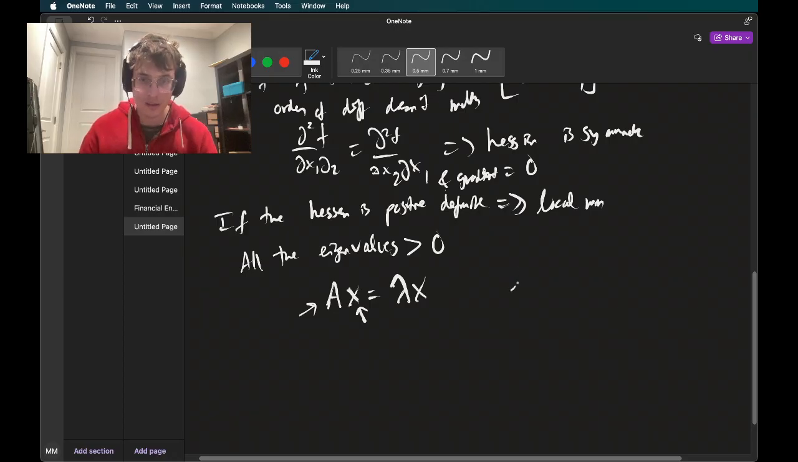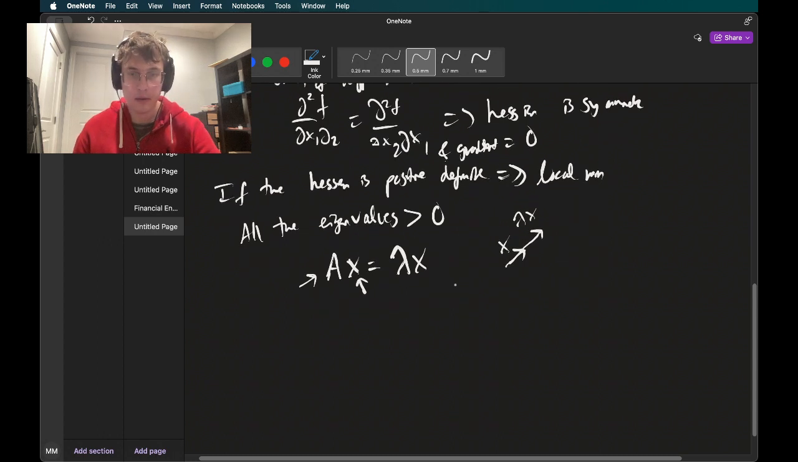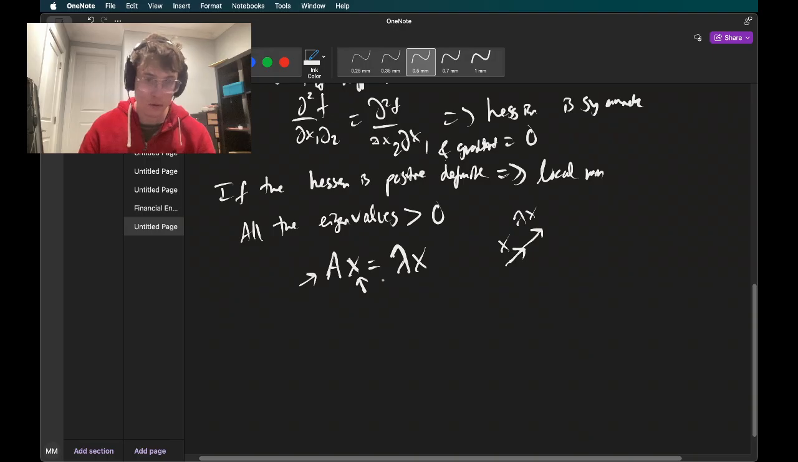So all it does is scale: here's x and then here's lambda x. So lambda x and then x. Okay. So why, if all the eigenvalues are positive, does this mean that it's a local minimum? I guess the best way to visualize it is in the multi-dimensional case.